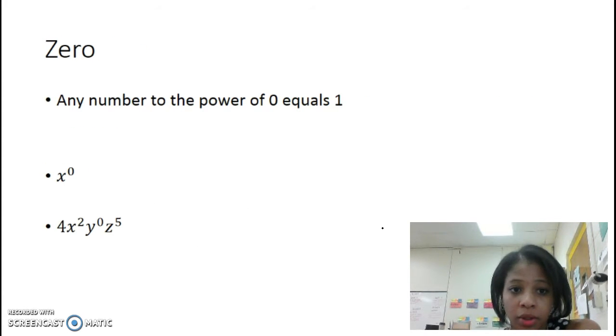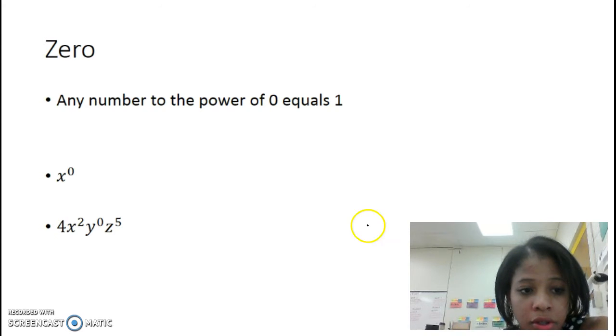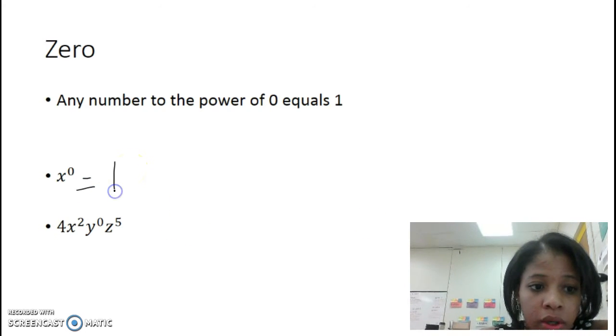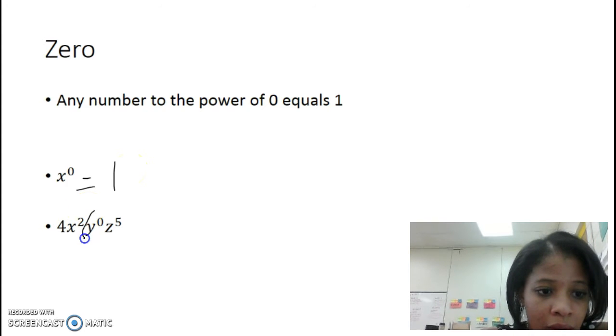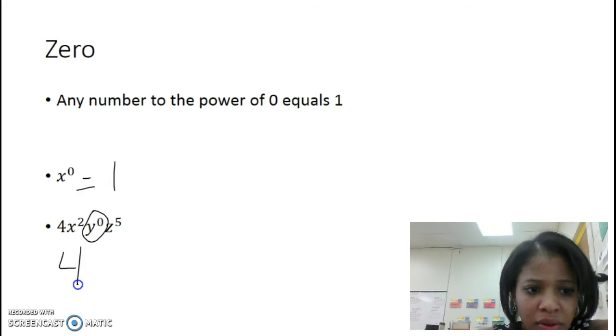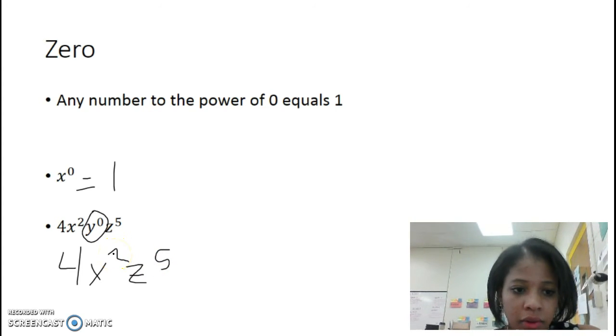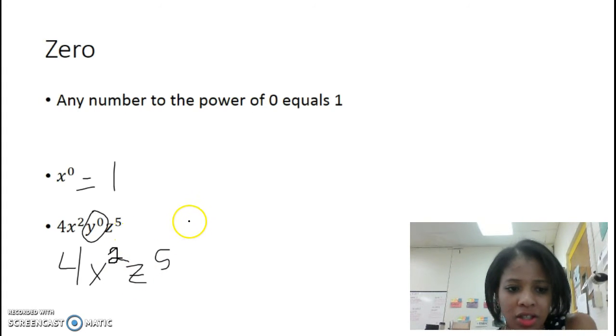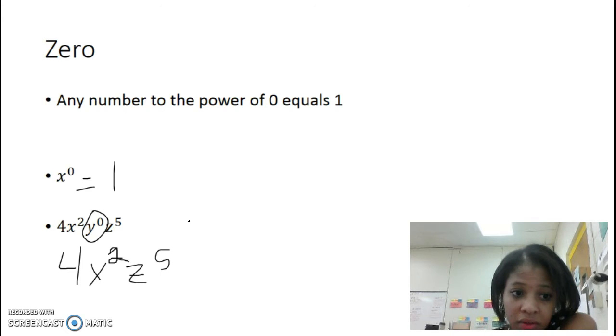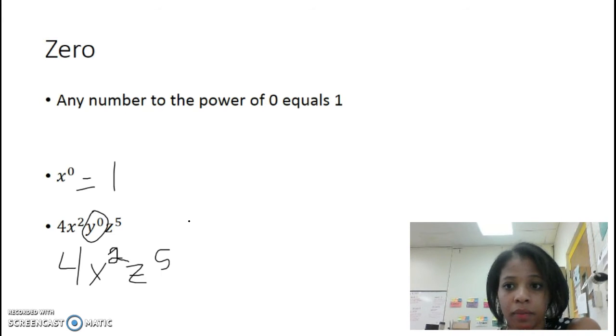Zero. Any number to the power of 0 is 1. This one is simple: x to the power of 0 is 1, right? I have y to the 0 power here. When I rewrite this, I'm rewriting everything else the same, but I don't even need to rewrite that y to the 0 power because I know it's 1, so I'm not going to put it. This is a 2, by the way. I'm just going to bring down my z to the 5th, okay? Whenever you see anything to the 0 power, it's just 1. So you don't really have to write it, unless you want to write times 1, but it doesn't really mean anything.